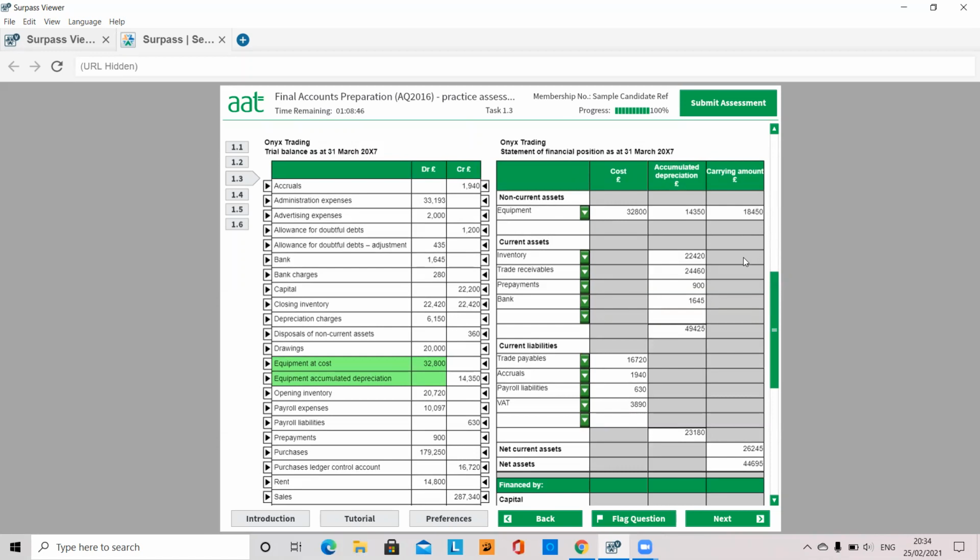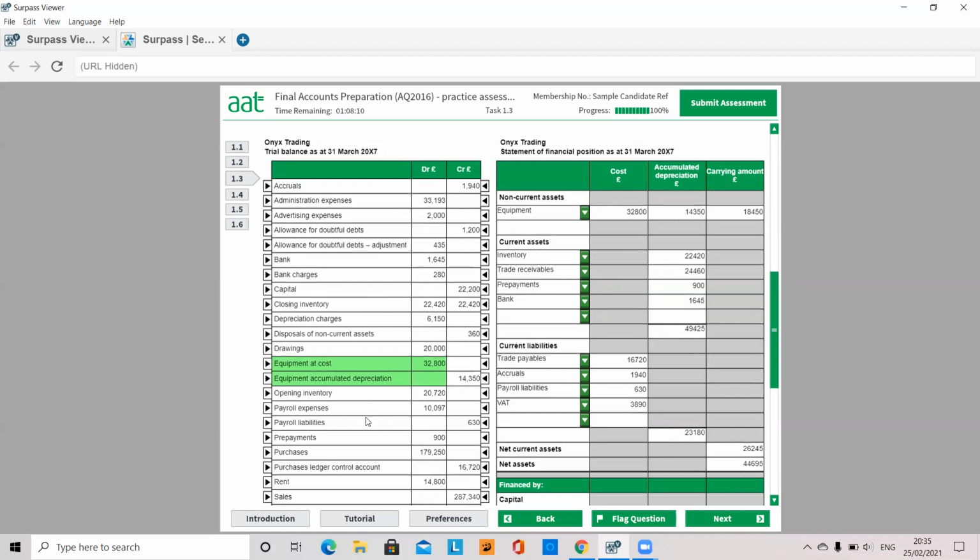We've then got our current assets, those so-called floating assets, those assets that change within that 12-month period. The first one we've got is our inventory, and it's our closing inventory figure that goes into our statement of financial position. Opening stock, as you'll know, is in your cost of sales in your profit and loss account. So our closing inventory is 22,420.